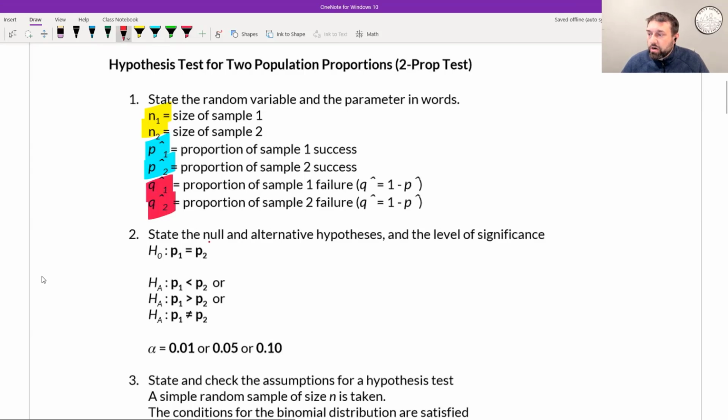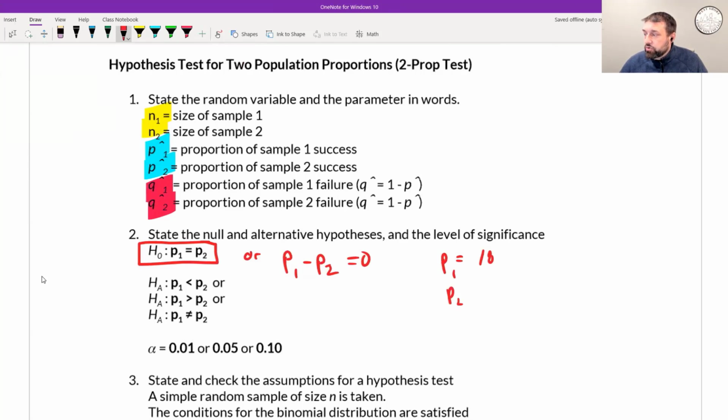Taking a look at this, we're going to have different sample sizes. We're going to have different values for P, one for each data set, and we're going to have different values for Q. Our null hypothesis is that the proportion of success of both data sets are the same, or P1 minus P2 equals 0. There is no difference. If P1 has a probability of success of 18, and P2 has a probability of success of 18, then P1 minus P2 equals 0. This is our null hypothesis. Everybody's the same.